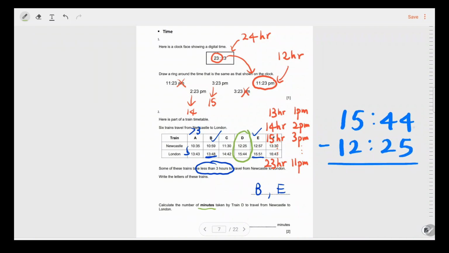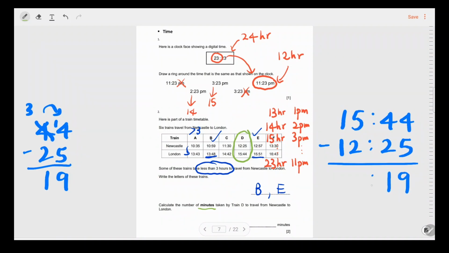So here we subtract the whole minutes. We don't check 4 minus 5 and 4 minus 2. Rather, we check 44 minus 25. So we have 9 and 1. So 19 minutes. And then 15 minus 12 is 3. So the time duration here is 3 hours and 19 minutes.